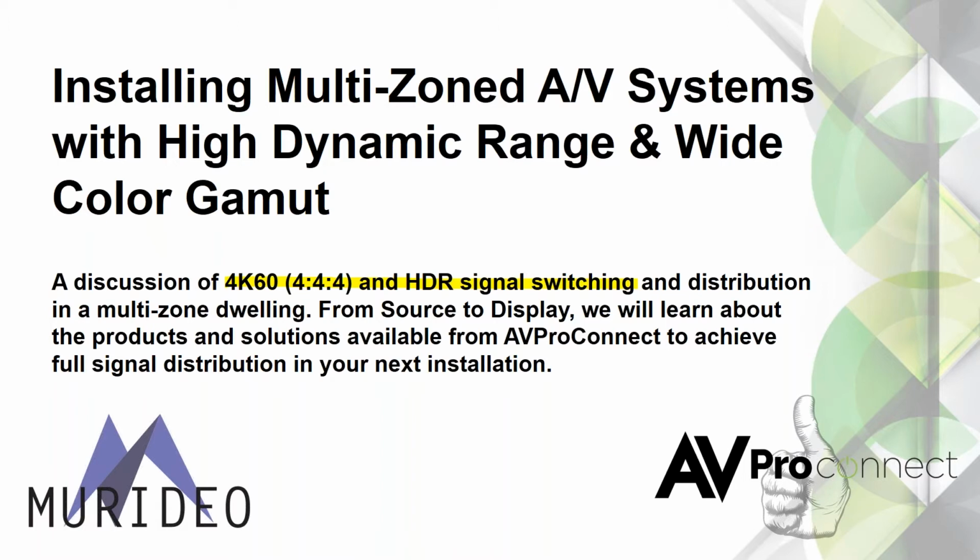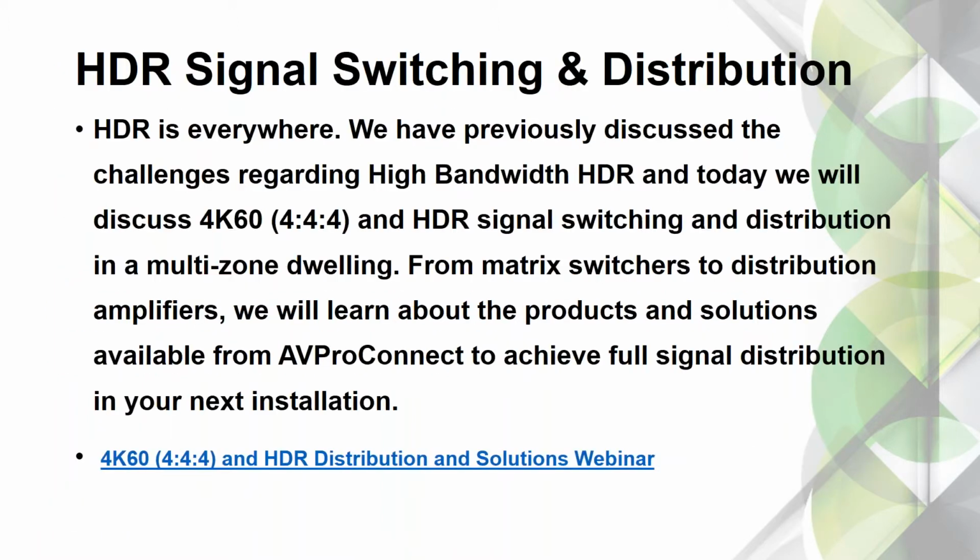And today we're going to talk a little bit about how to use our matrix switches to distribute 4K 60 444 with high dynamic range and wide color gamut and deep bit depth. This has become a necessity in the past year. Consumers are starting to see and adopt HDR, so you as a custom integrator need to have a method to distribute this in multi-zone dwellings.